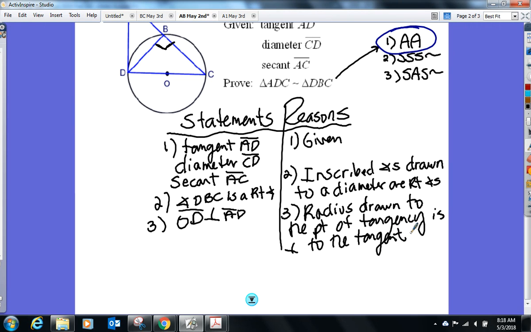Now you could say it's a right angle after you tell me the lines are perpendicular. Angle ADC now is a right angle.